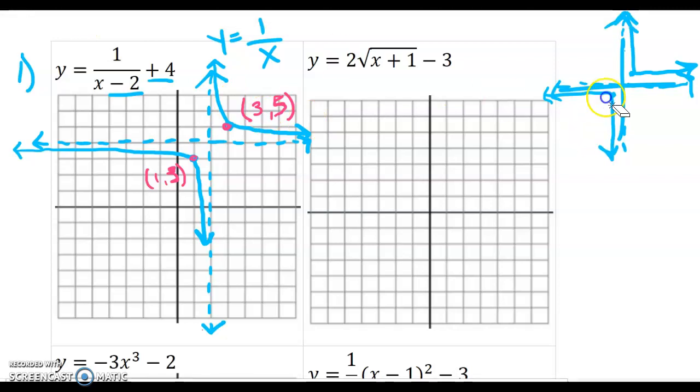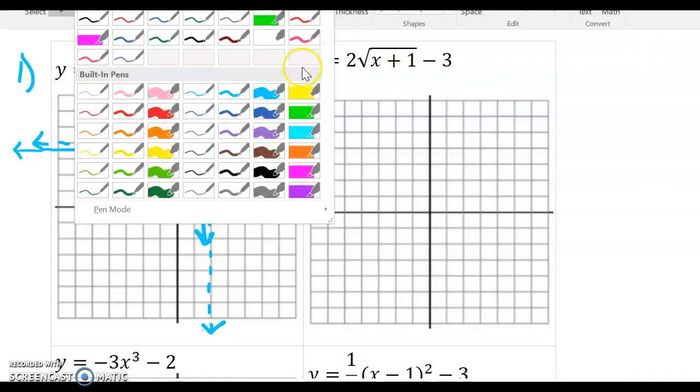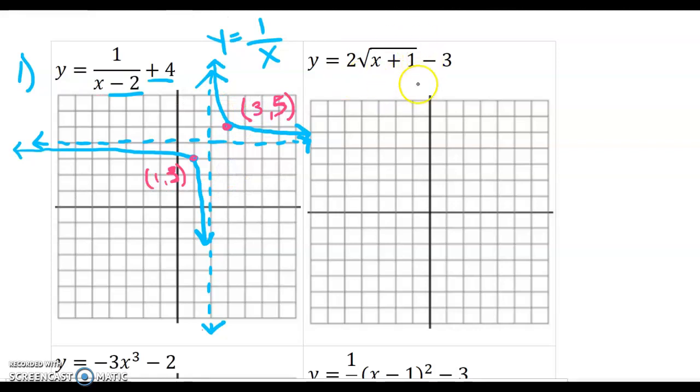Nice. Let's talk about this square root function. Again, I'm going to have you tell me what types of transformations have occurred on the square root function. Yep, so we actually have 3 transformations occurring here. We have our graph being shifted to the left by 1 unit, shifted down 3 units, and we have our amplitude as a positive 2.